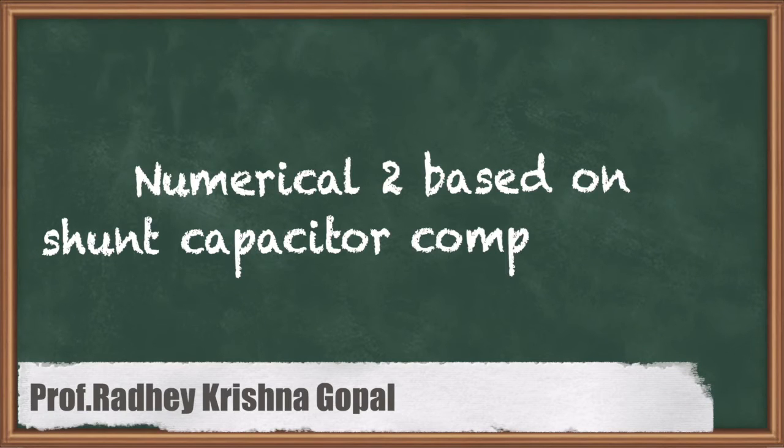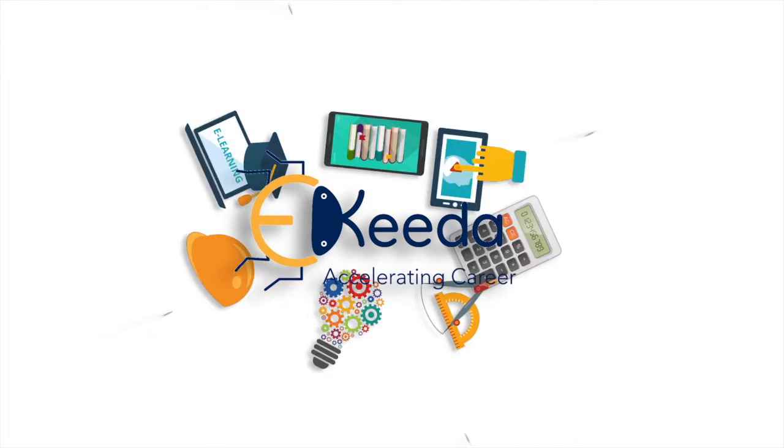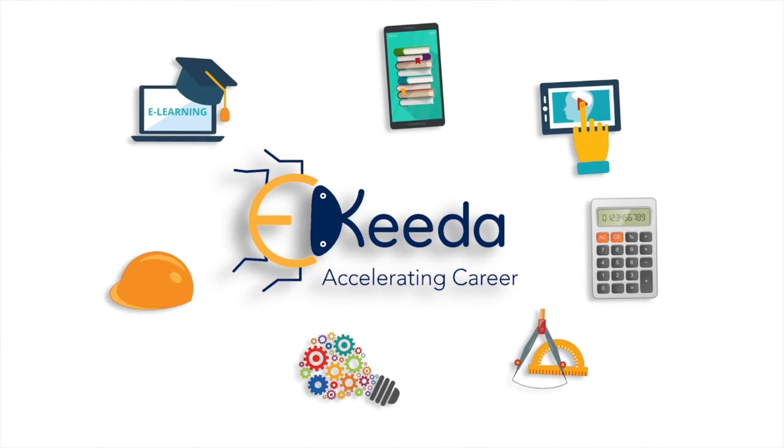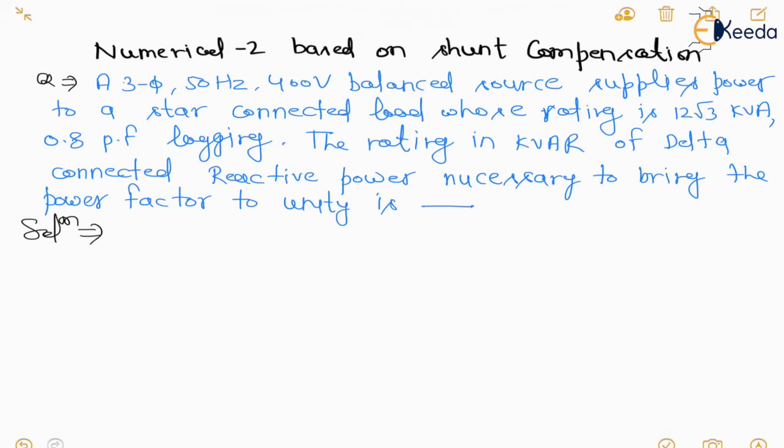Hello friends, now we are going to solve numerical 2 based on shunt compensation. A three-phase 50 Hz 400 volt balanced source supplies power to a star connected load whose rating is 12 root 3 kVA, 0.8 power factor lagging. The rating in kVAR of delta connected reactive power necessary to bring the power factor to unity is.